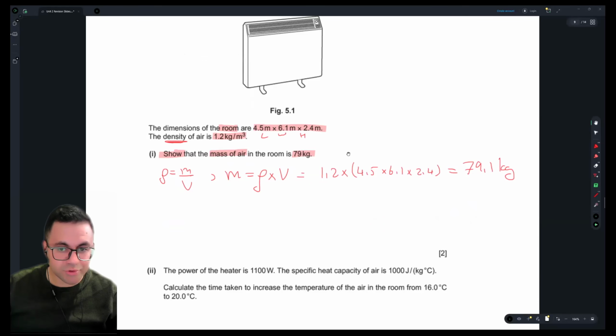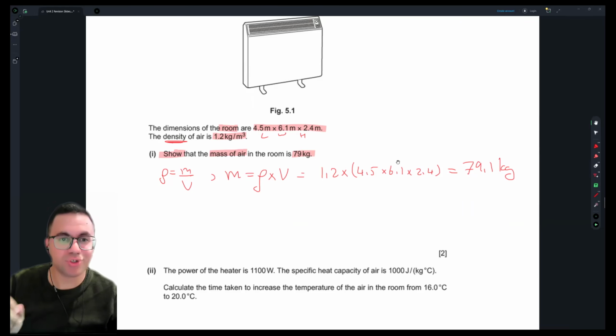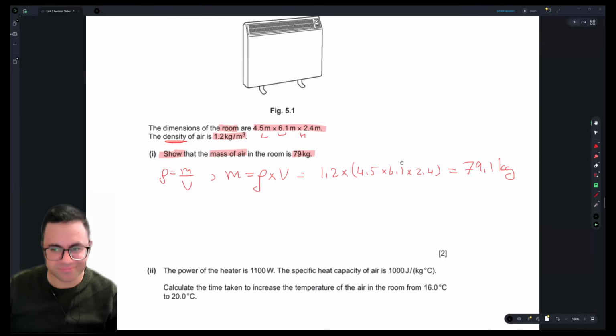Show the rule, show the proper substitutions. Don't just skip this, and don't type this into your calculator and just say, oh, sorry, I did it on my calculator. It's a show question. You have to show how you got the volume.